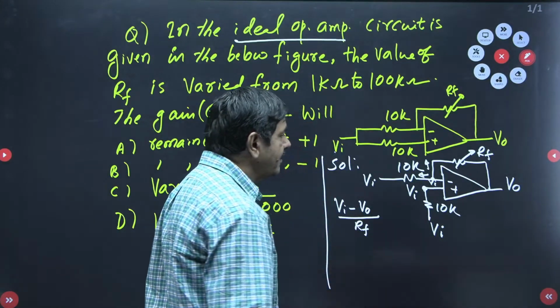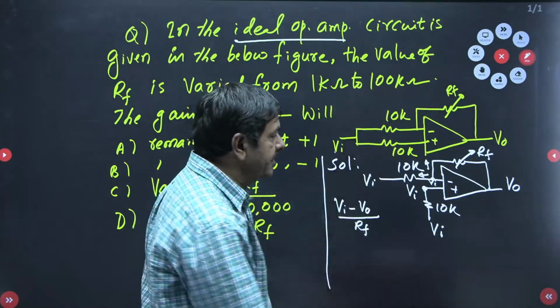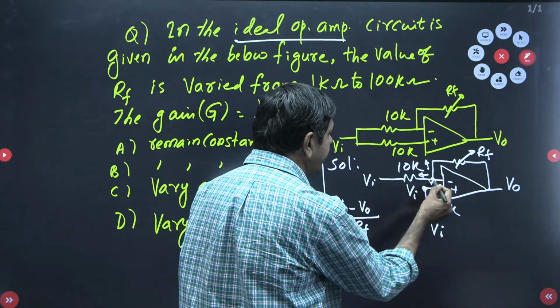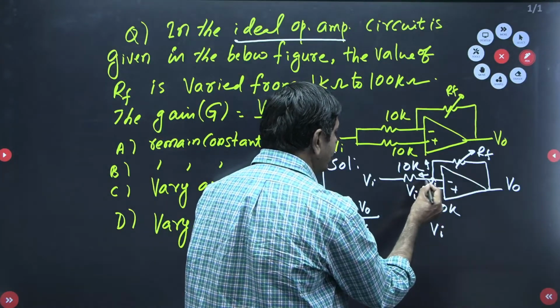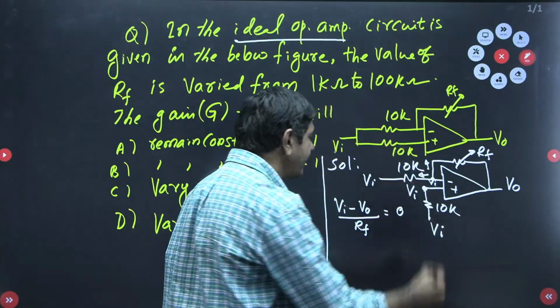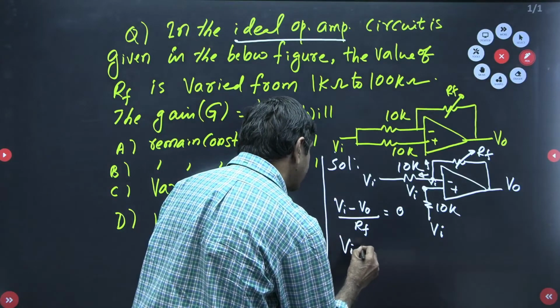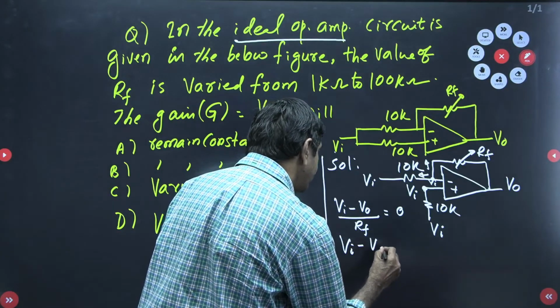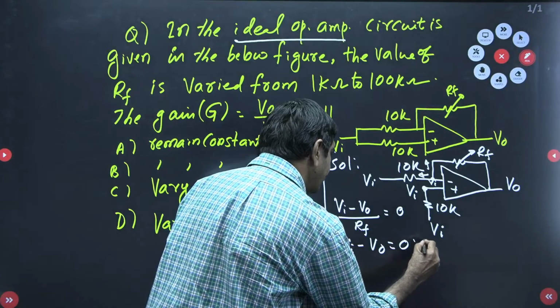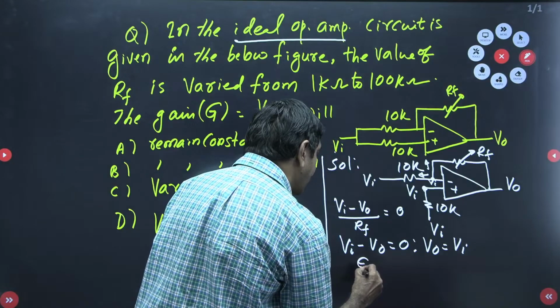RF equal to what? This current is 0, which means this current also has to be 0, because this current is not passing here. The same current must pass this side also. So when this current is 0, this current is also 0. So finally, I can get VI minus V0 equal to 0, so V0 equals VI.